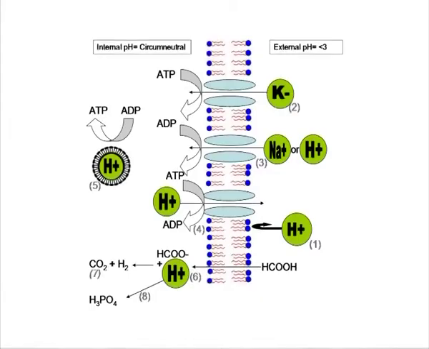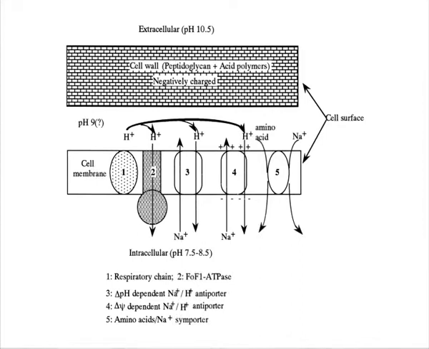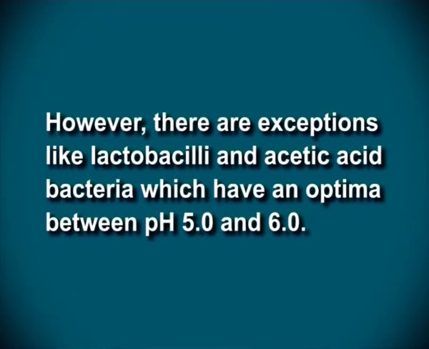Microorganisms which grow at an optimum pH well below neutral range, that is 7.0, are called acidophiles. Those which grow best at neutral pH are called neutrophiles, and those that grow best under alkaline conditions are called alkalophiles. In general, bacteria grow well in the pH range of 6 to 8, yeast 4.5 to 6.5, and filamentous fungi 3.5 to 6.8. However, there are exceptions like lactobacillus and acetic acid bacteria which have an optimum pH between 5 and 6. Some of the pH requirements of the various organisms are listed in table 4.